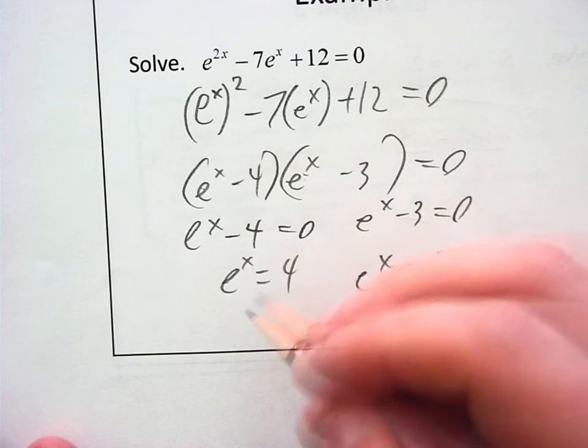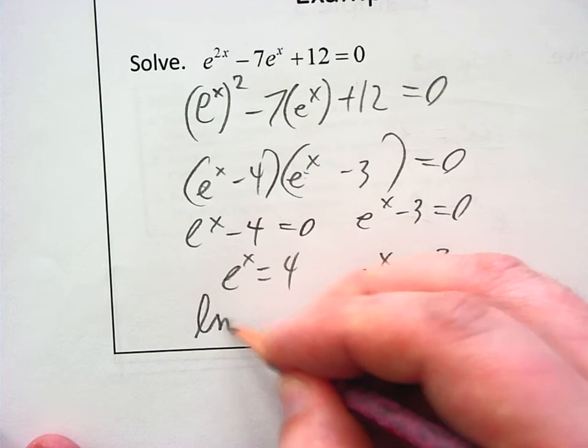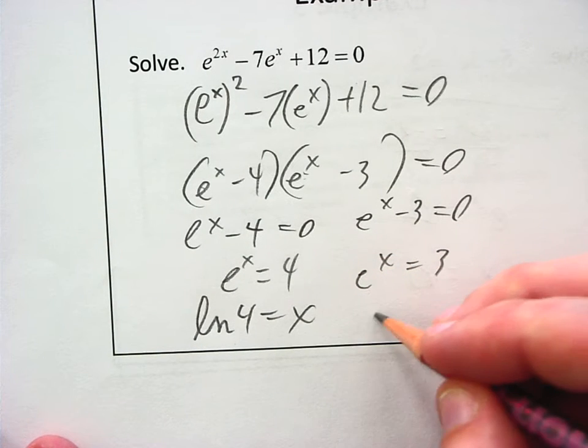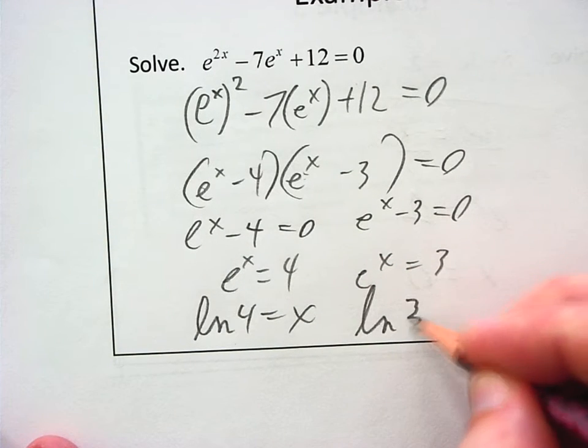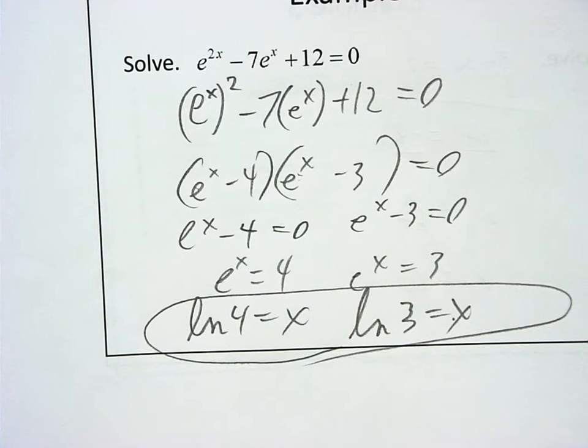Change it to log form. So what's the log form going to look like here? And equals x. If you're looking for exact answers, those would be done. If you're looking for approximations to 3 decimals, punch them in the calculator. Questions on any of it?